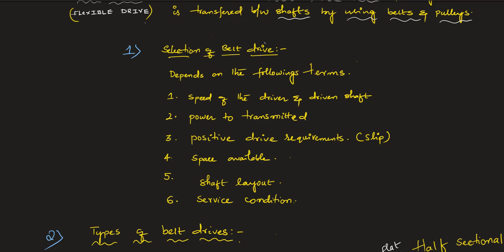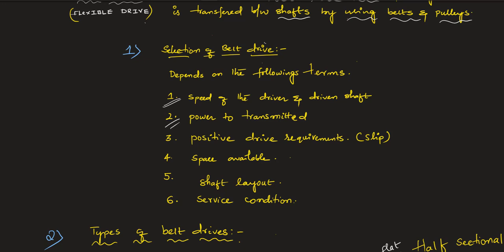Similarly, when you want to select a belt drive as a power transmission drive, the first focus should be made on the speed of the driver and the driven shaft, and the second one is how much power you want to transfer. Since a belt drive can transfer only a limited amount of power, if we want to transfer more than that, there are chances of failure in the belt, or else there will be chances of slip. So the power to be transmitted also decides whether we can use a belt drive or not.